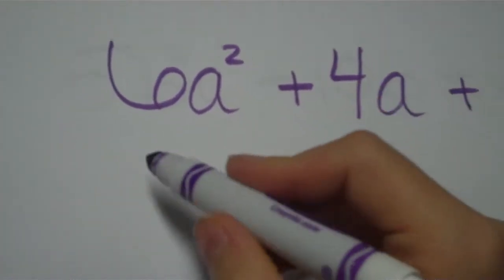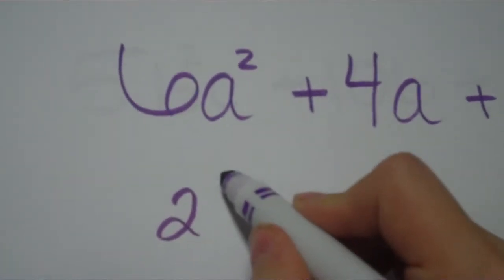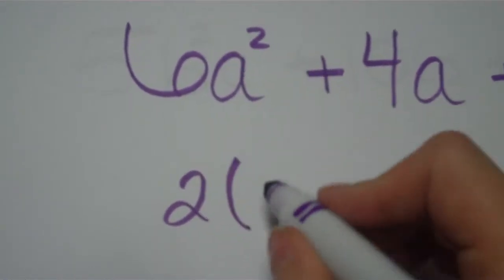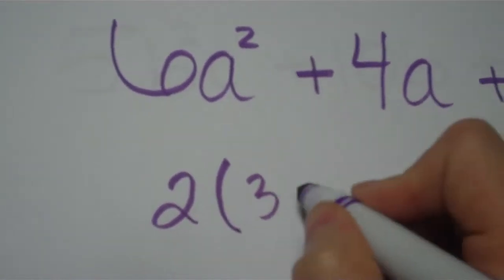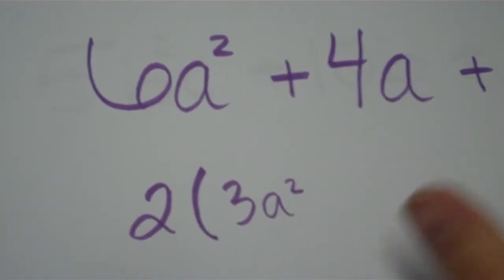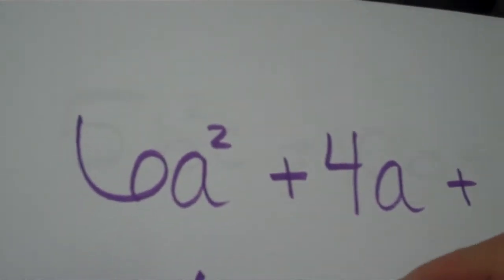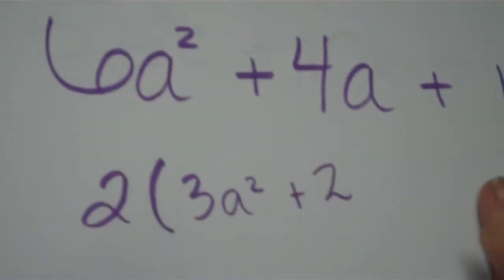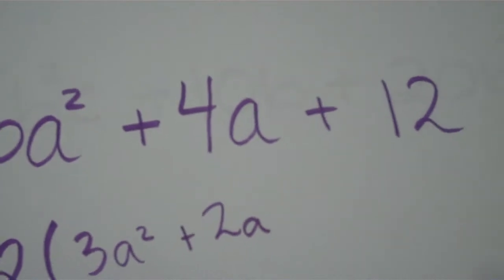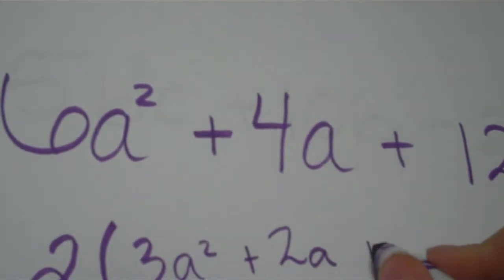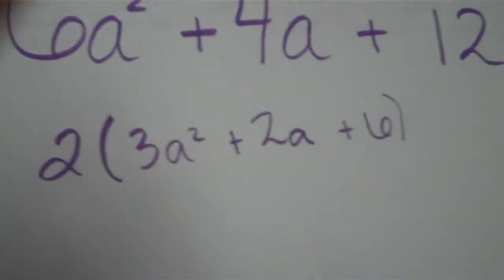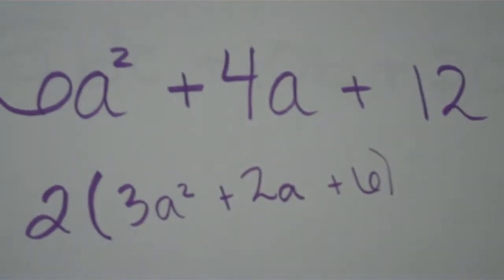You just write a 2 out here, and then put a parenthesis. 2 times what is 6? And hopefully you say 3. So 2 times 3 is 6, and then we just put a squared. 2 times what is a positive 4? And hopefully you say positive 2. So positive 2 with an a on it. And 2 times what is a positive 12? And you just put positive 6. And then that's your answer. Okay, so you're just pulling out the greatest common factor.